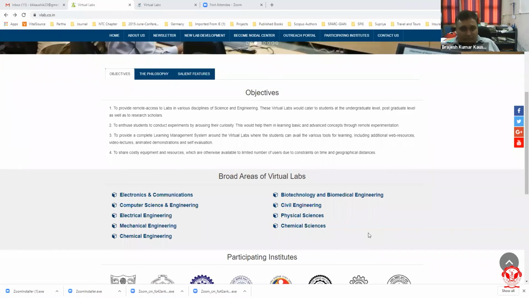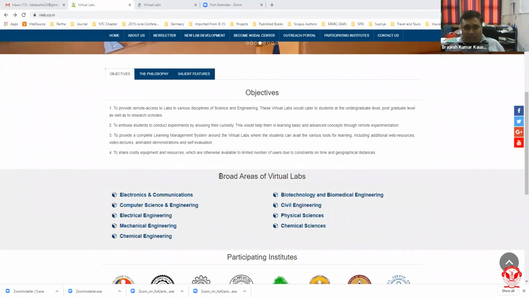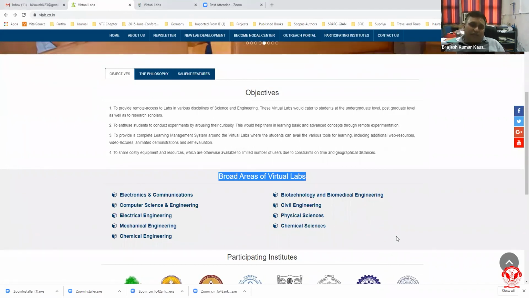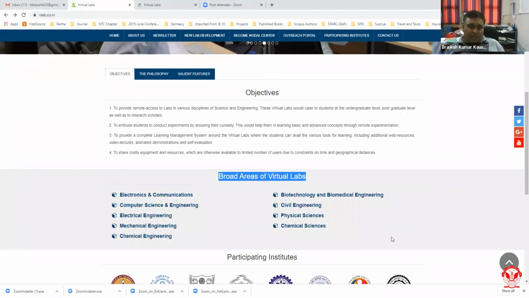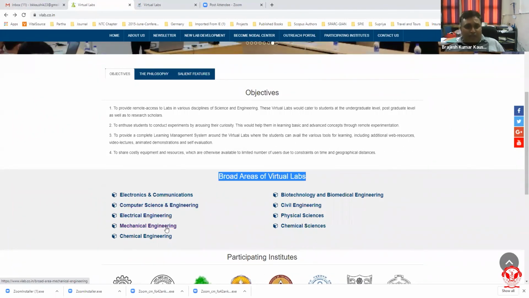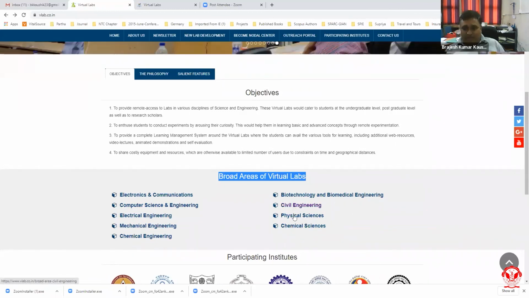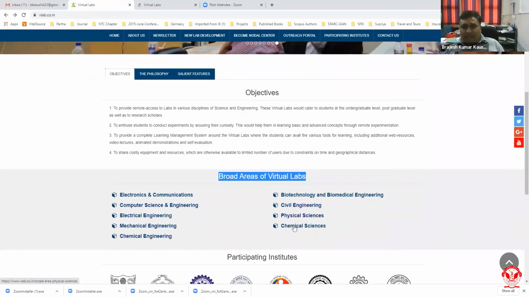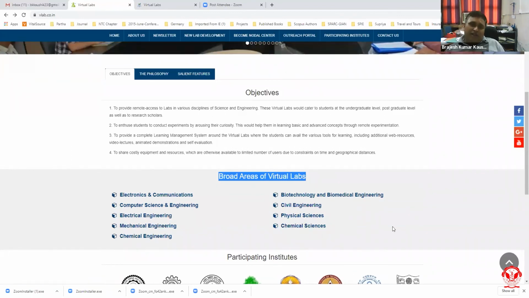So you can see on the portal itself, there are broad areas of virtual labs and it caters to many labs and to many engineering streams also. So if you see on the top, you have your electronics and communication, then you can go for computer science and engineering, electrical engineering, then your mechanical, chemical, biotechnology and biomedical engineering, civil engineering, physical sciences, and chemical sciences. So there are a lot of branches which it can cater to.